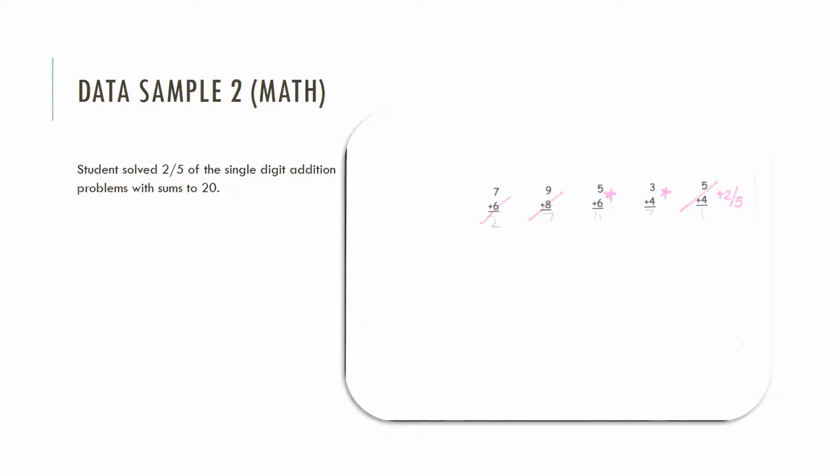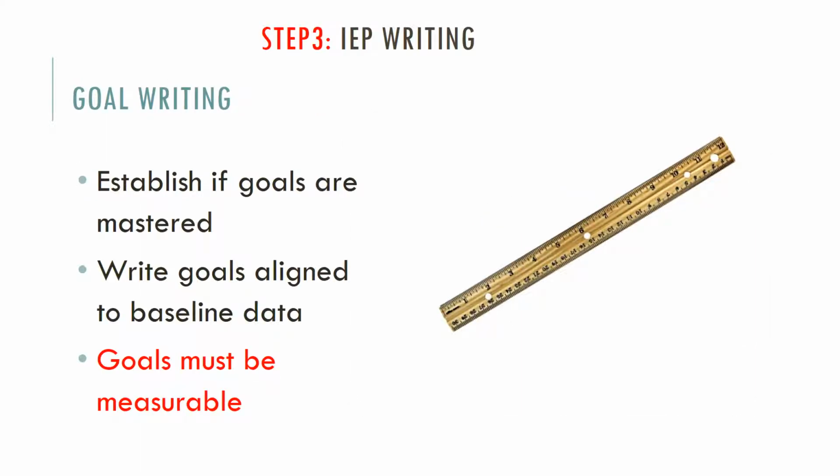Data sample number 2 is a math sample, and on this you can see the student was given 5 single-digit addition problems with sums to 20, and he was able to solve 2 out of 5. So I'm going to use this as an example when I continue to explain this sample student that I'm going to have. Step 3 is IEP writing.